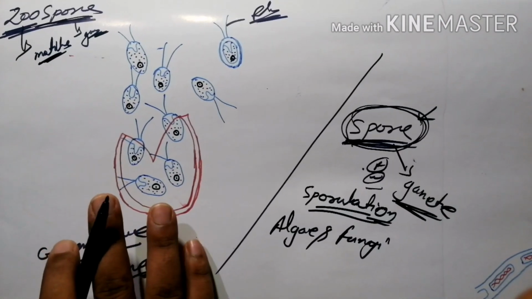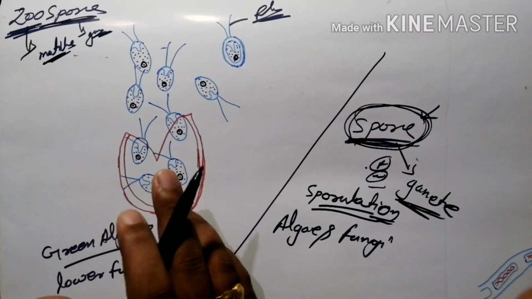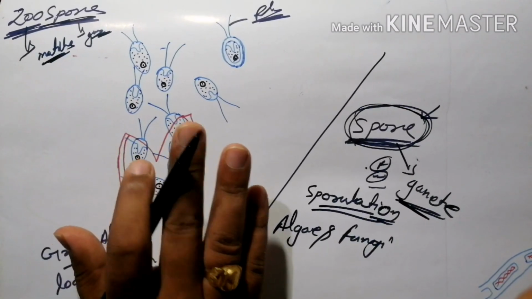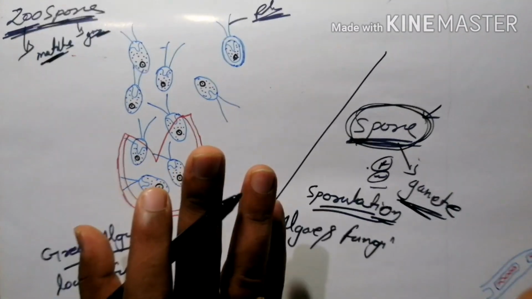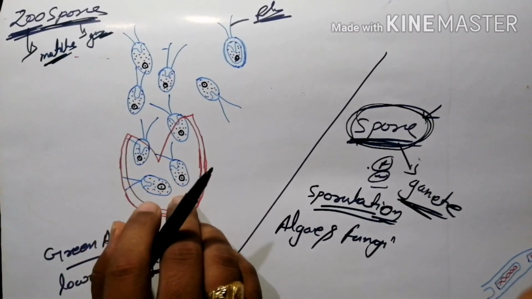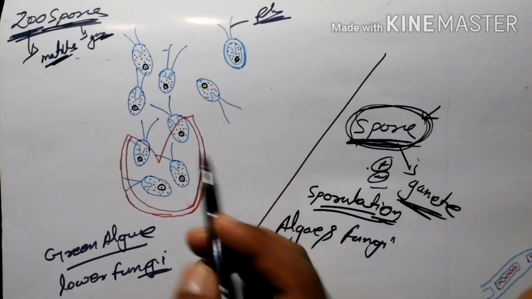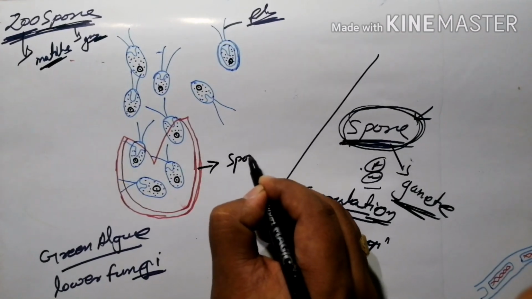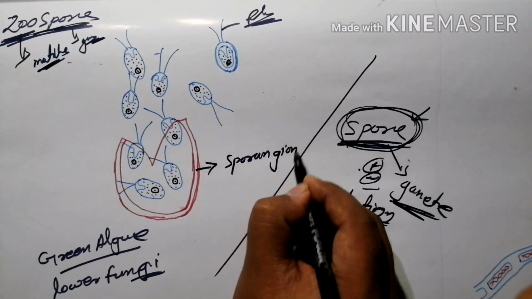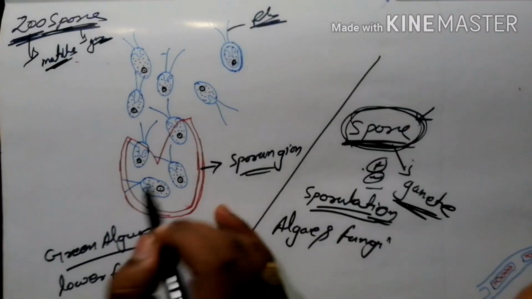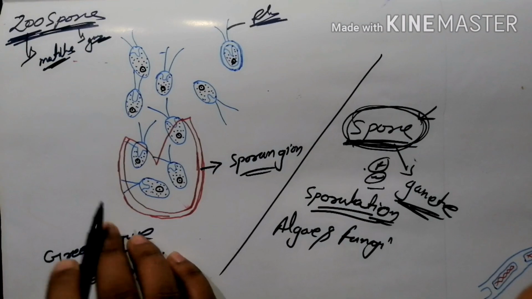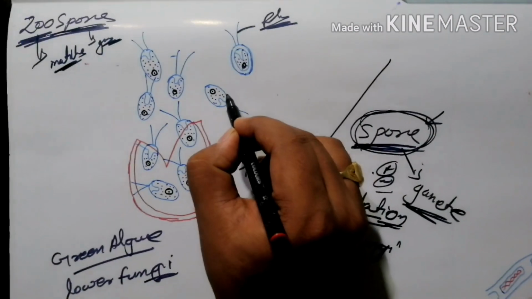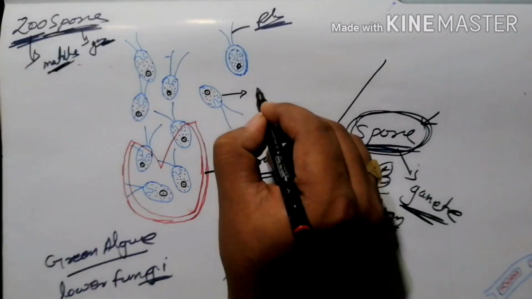Now I want to tell you something about the zoospore: it is a motile and obviously haploid, thin-walled spore produced in a sporangium. This red colored part is the sporangium. It is a single pocket which consists of a number of spores, that is, a number of zoospores, and these structures are the zoospores.